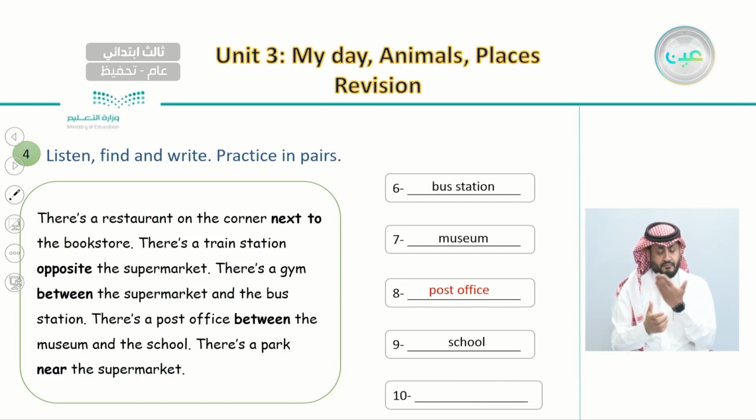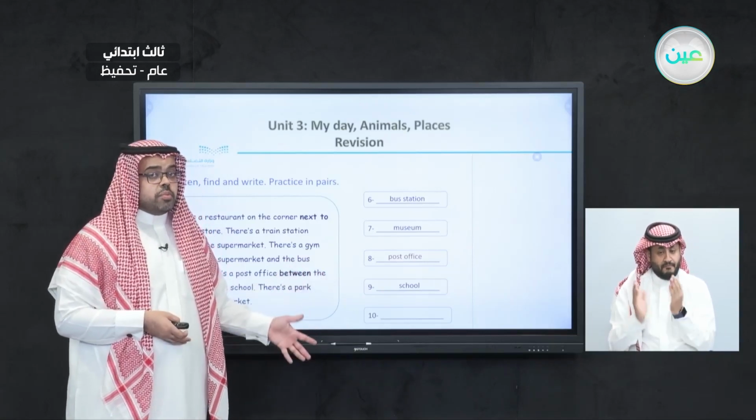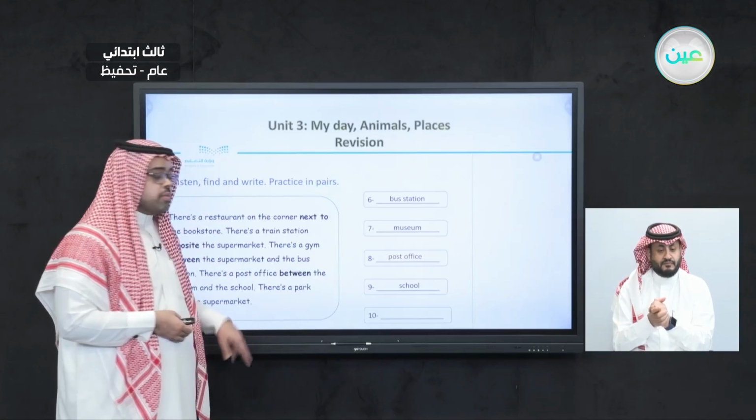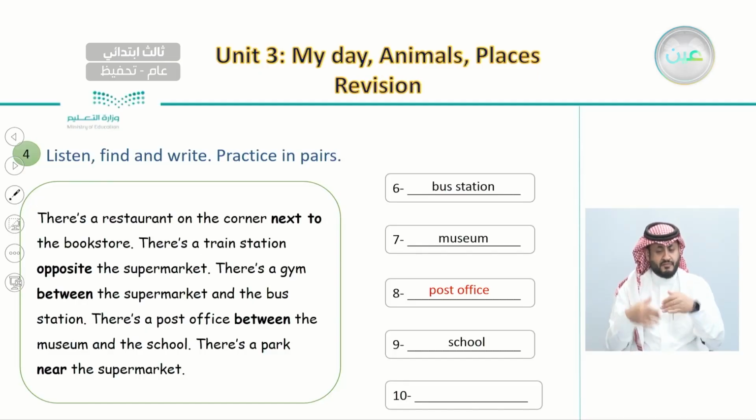Let's continue the text, and then we will know what the answer is. There is a park near the supermarket. So here with the last place, which is a park. Why did we say park? Because we already wrote supermarket in number 4. So it says here that in number 10 there is a park. So here you go.